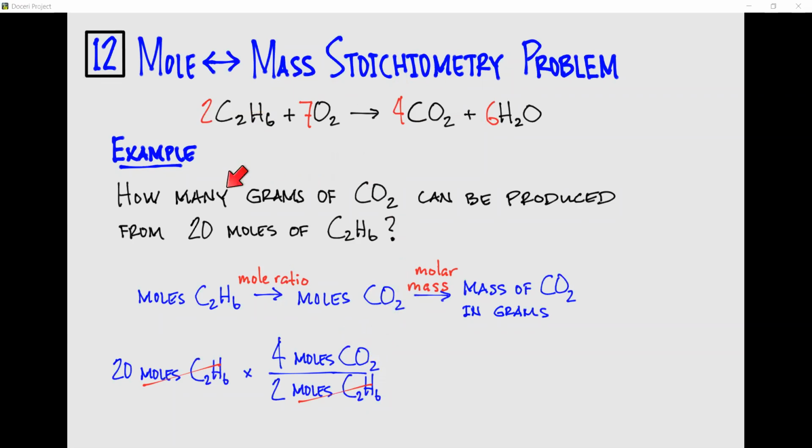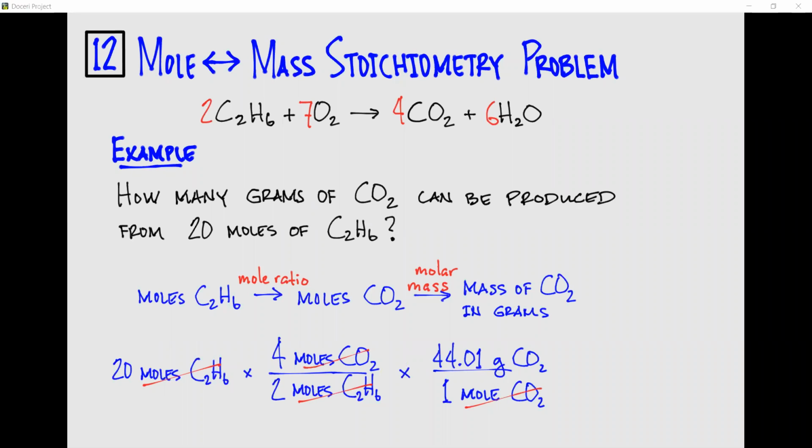But the question here is grams of carbon dioxide. So we can convert this by multiplying with the molar mass of CO2. So we're going to add another multiplier, the molar mass of CO2. Again, moles of CO2 would be at the bottom, so that this would cancel with this moles, and what's left is the mass in grams of CO2.